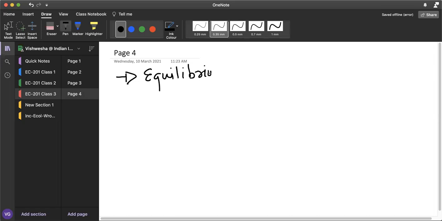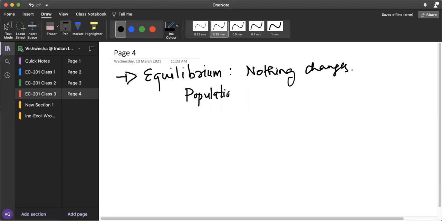One concept I described while explaining was that of equilibrium. Equilibrium is a state where things don't change. So nothing changes, in a very simplistic way. In the context of the population model that we have, if we apply this concept, that means the population size remains constant at equilibrium.